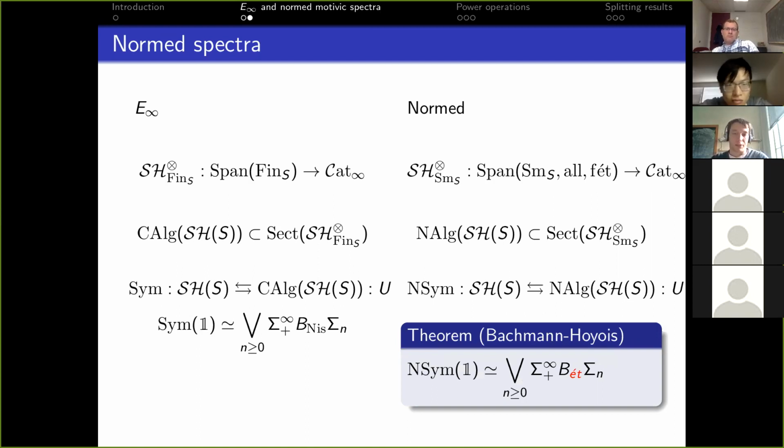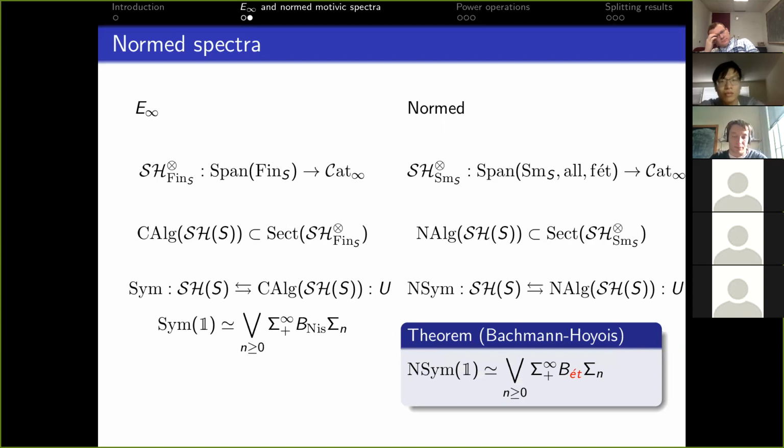And so it took us quite a lot of pain to figure out what this NSIM thing is. But Mark and I, we managed to prove that there's a formula in general, but it's quite complicated. But if you stick in the sphere spectrum, then it looks quite reasonable. You again get a disjoint union of suspension spectra of classifying spaces of symmetric groups. But this time you get not the naive or Nisnevich classifying space. You get something fancier, the so-called étale classifying space.